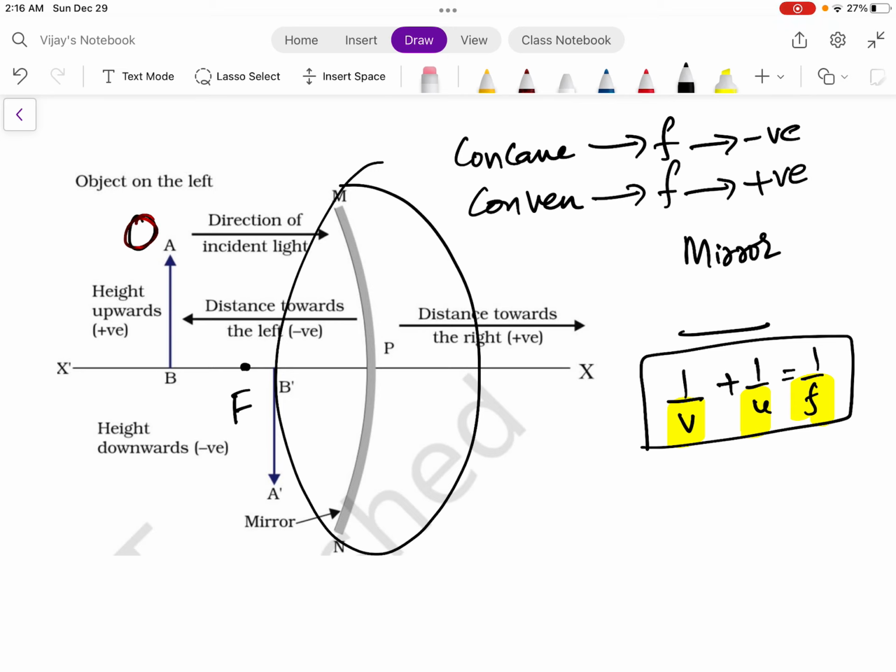So all the sign conventions, you have to keep them in mind whenever you are solving problems. Whenever you are using this mirror formula, you have to be very cautious about the sign convention. When you put the values of V, U and F with proper sign convention, only then will you be able to arrive at the right answer.